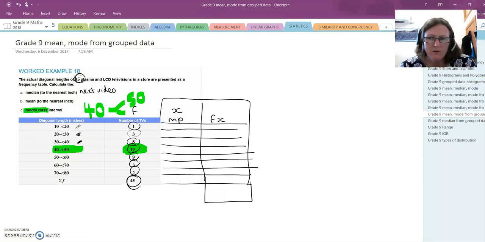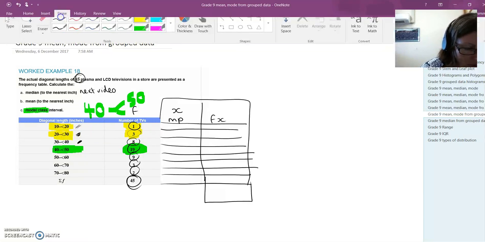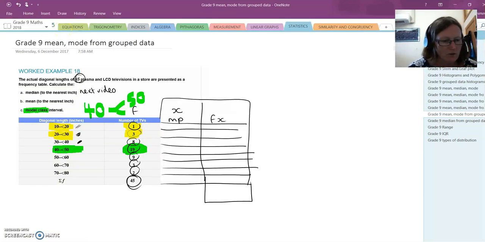Okay, when we did group data mean, we created a column called our FX column, and when we did our FX column, we did our frequency times by our score. This would not be possible to do, because how do we go 1 times by something like this? Or how do we go 3 times by something like this? So with group data, we need to add an extra step. We need to work out the score in the middle here. So what score is in between 10 and 20? One way that you do it is you add them together, you get 30, you divide by 2, it's 15.